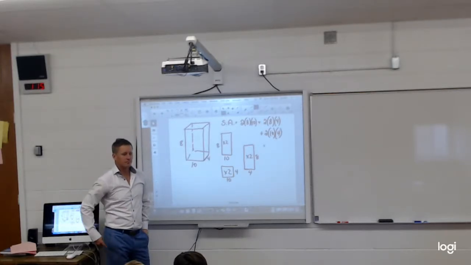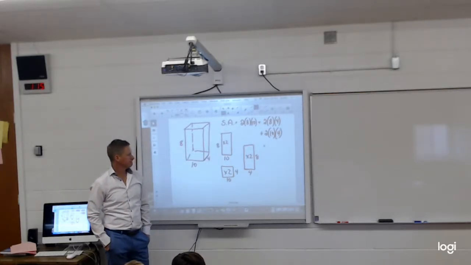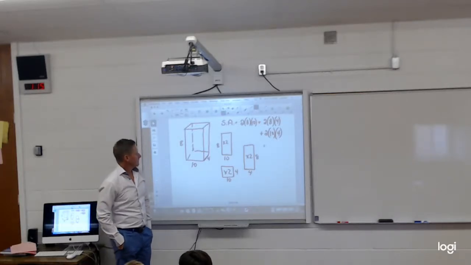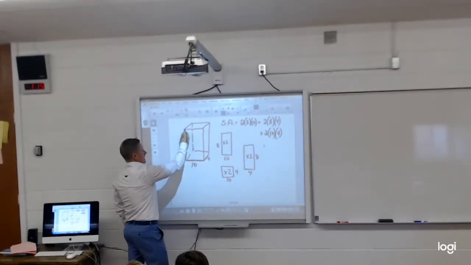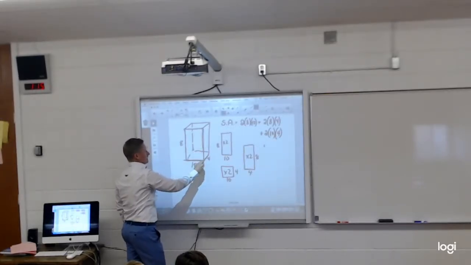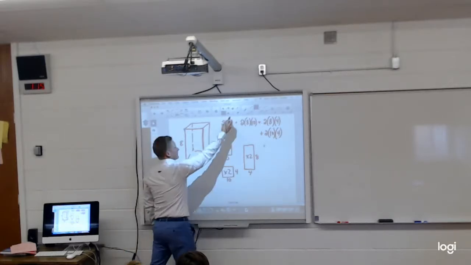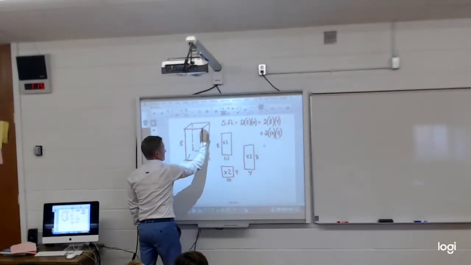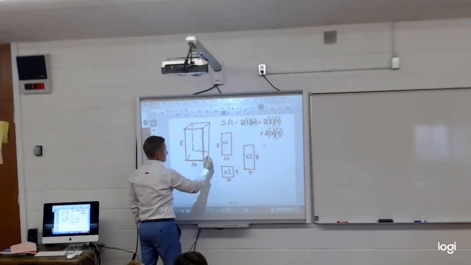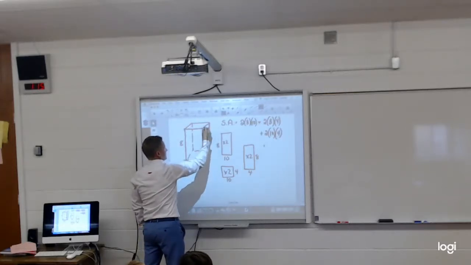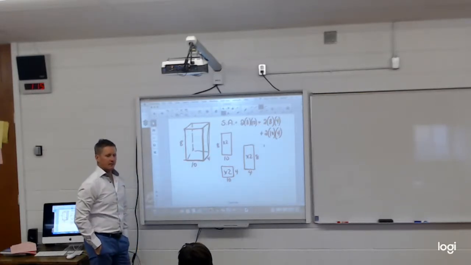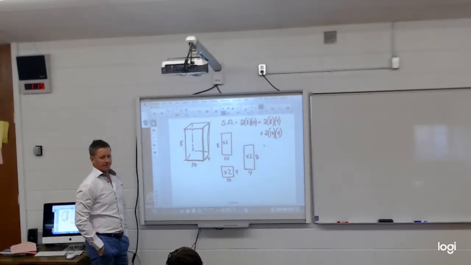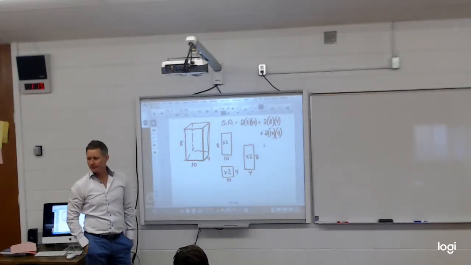Wait, but why would the sides be different than the other sides, like the front and the back? Because the front is 10 this way, right, by 8 this way. So that's my front and my back. Agreed? The side is right here. So how deep is it? It's 4. Okay, there we go. Is that better? Okay? So just break it up like that. Yeah, that's the easiest way to do that.